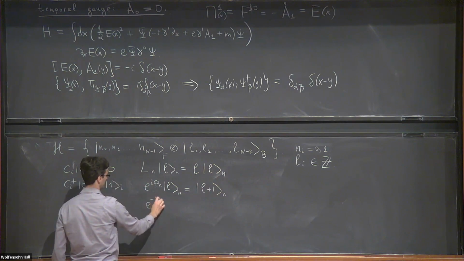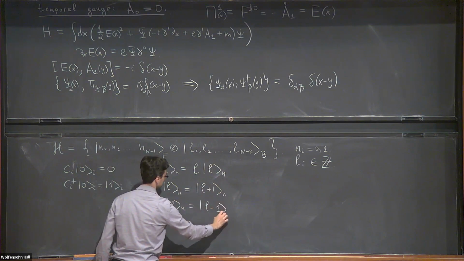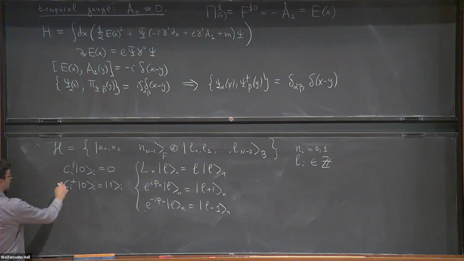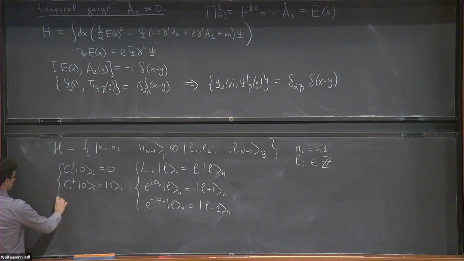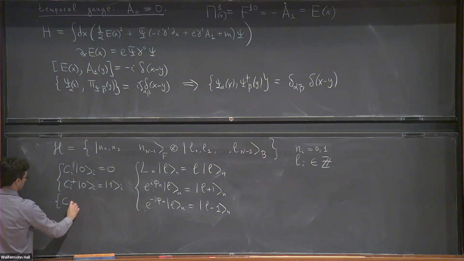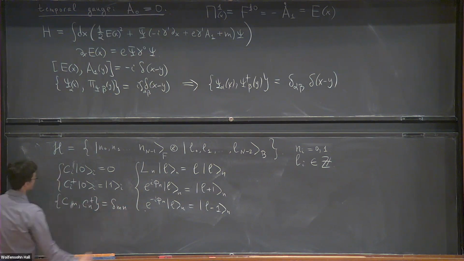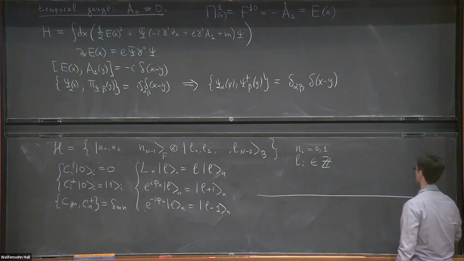If I act by the other one, it will be minus 1. So it's a rotor, right? So these are the bosonic creation annihilation operators, and this is fermionic. These are exactly the fermions which we saw in the first lecture, and now this is the bosonic field here, which represents the gauge field. And okay, we have our lattice.